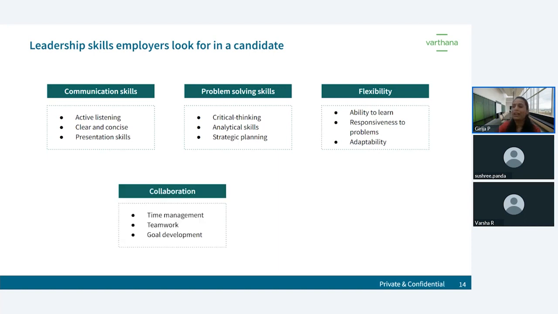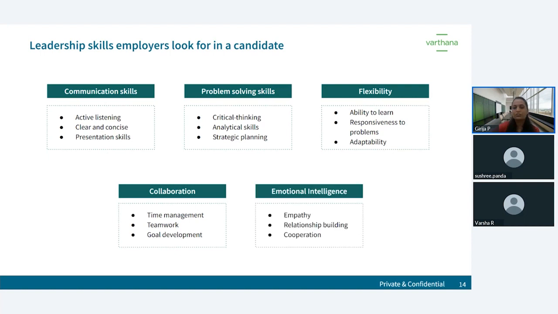And another is collaboration. This is the era of globalization, and we all are working together. So how effectively you're collaborating with your team members, meeting the deadlines together, how you do the teamwork, and how clear you are about your goal, and developing yourself towards that.